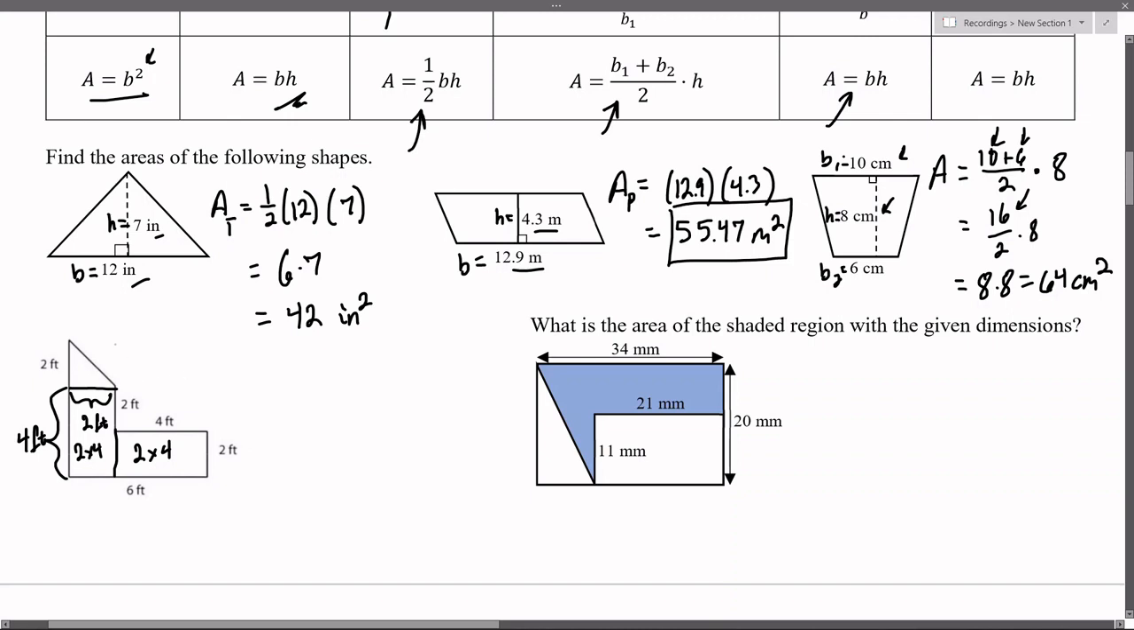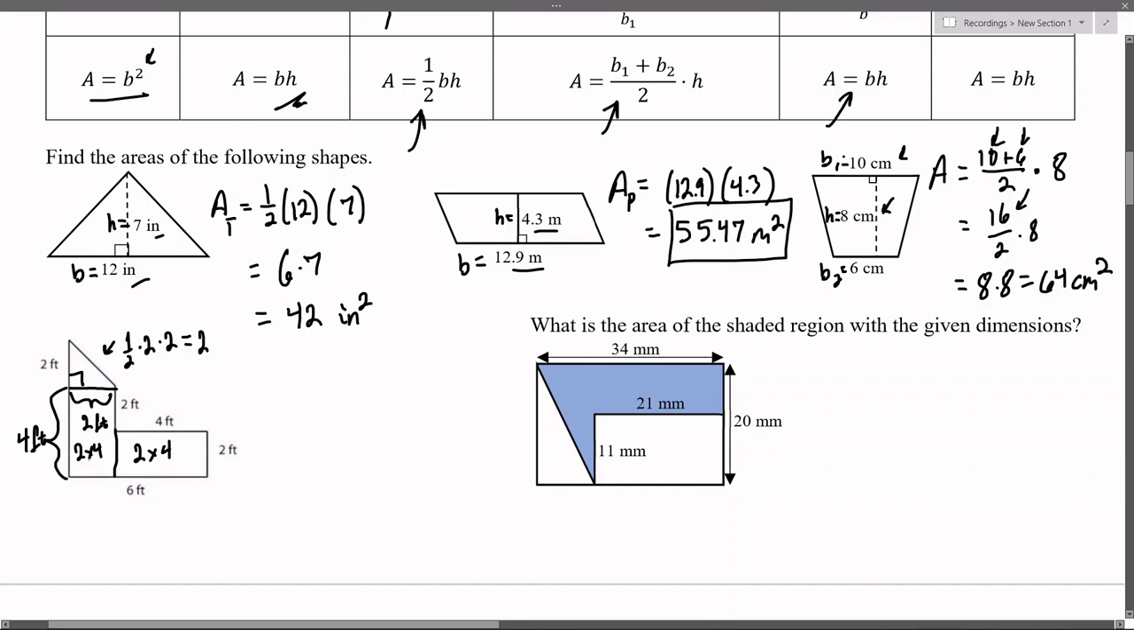And then this is a triangle, right? The base is 2 feet. The height is 2 feet. Those are 90 degrees from each other. We're going to have to assume that's the case. And to find the area of that triangle, it's going to be 1/2 base times height. 1/2 times 2 is 1, times 2 is 2. So we get 2 feet squared for this triangle.